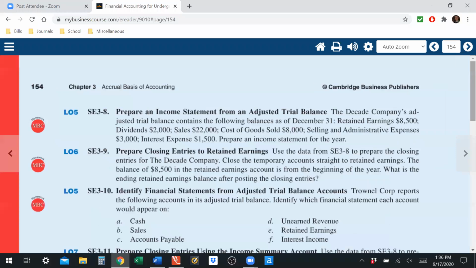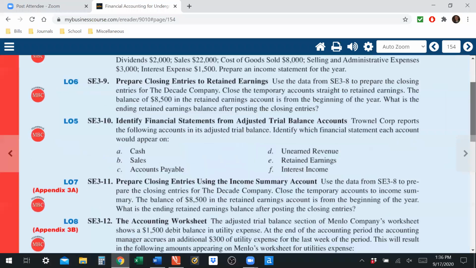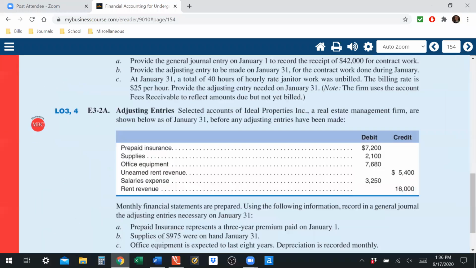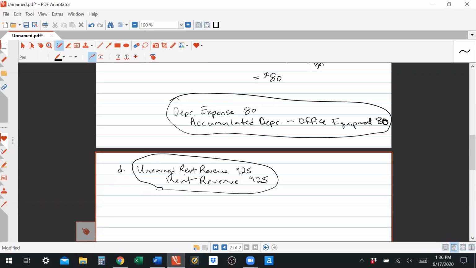Unearned rent revenue represents money that's given to us by our tenants at the beginning of a month, and we have a liability to them. Once they've given us that money, we have to allow them to occupy that space for the month. So when one month goes by, we can reduce that liability because we've allowed them to occupy that space for that month. And how do we reduce a liability? We debit it. So that's why we're debiting unearned rent revenue.